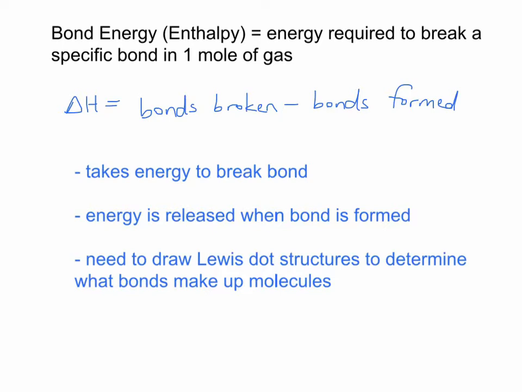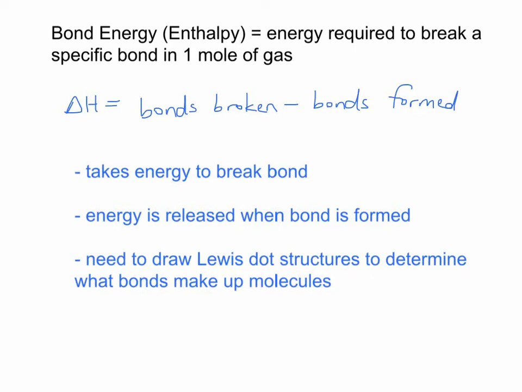So this idea is combining our thermodynamics unit with our Lewis dot structures unit, because in order to calculate the enthalpy, or the delta H, you need to know what bonds are broken and what bonds are formed. So we're going to be drawing Lewis dot structures in order to determine what bonds make up the molecules.